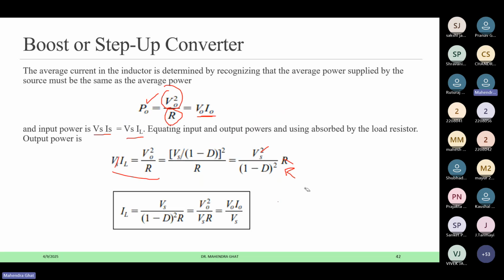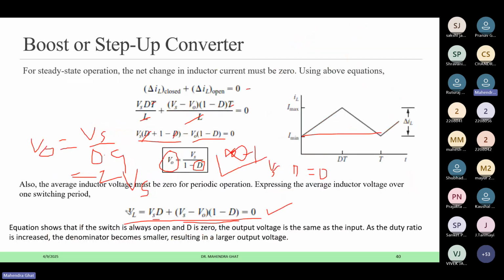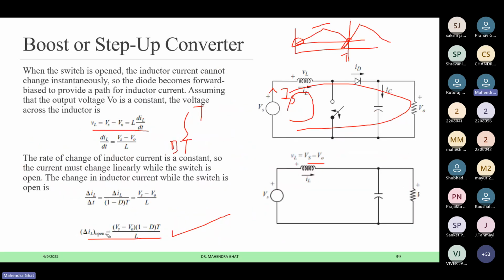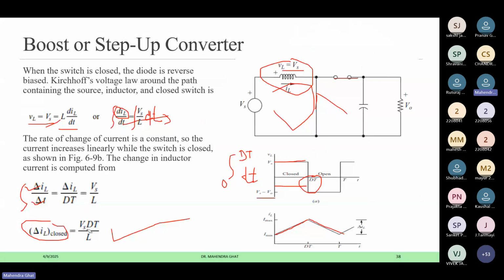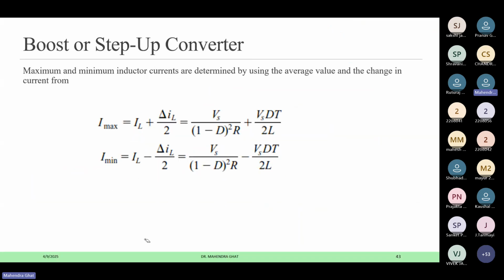Okay, so now we have the IL value as well as the delta IL we have calculated. Both delta IL open and close we have calculated: delta IL close is Vs dt by L, and delta IL open is Vs minus VO, 1 minus dt by L. So from that we can calculate the I max and I min.